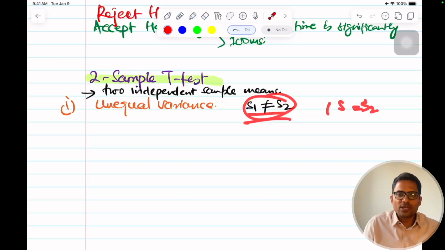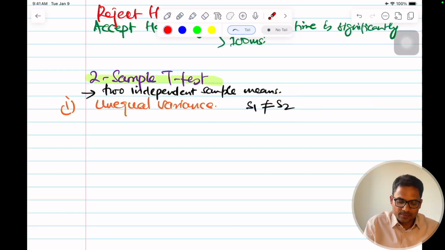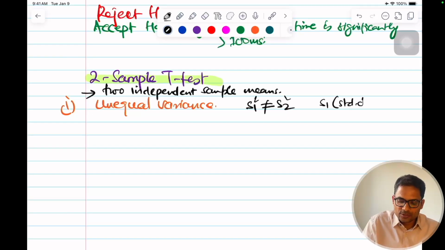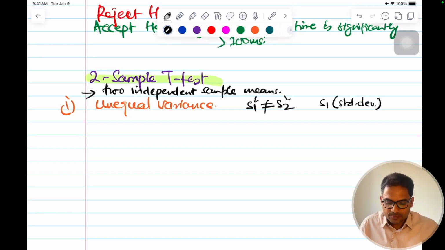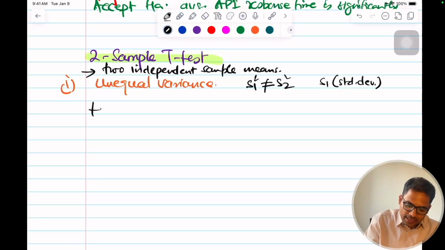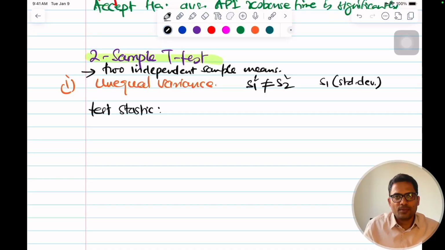But when S1 is not equal to S2, the sample standard deviation, this is S1 square. S1 is the standard deviation. This is your variance. It will be the same. So they are significantly different from each other. That's what we have to do. So what will be the test statistic? You should just know the formula here, and then we'll do a problem. It will become very obvious.